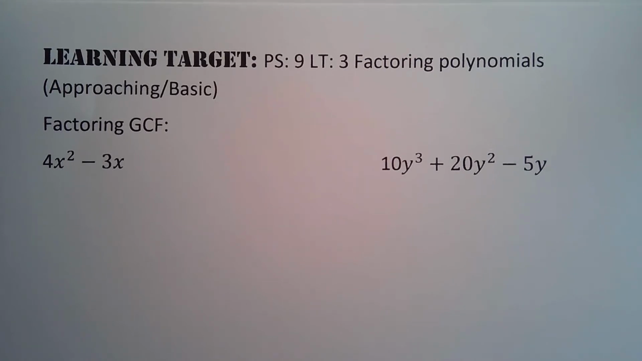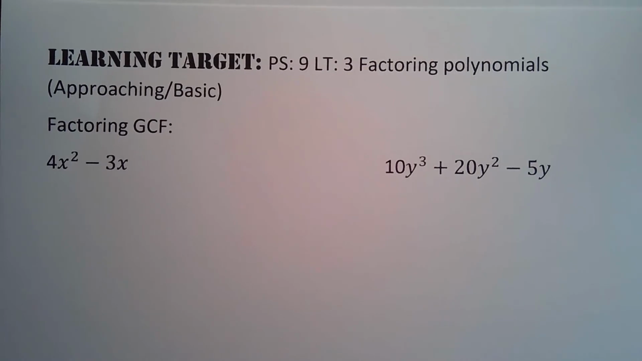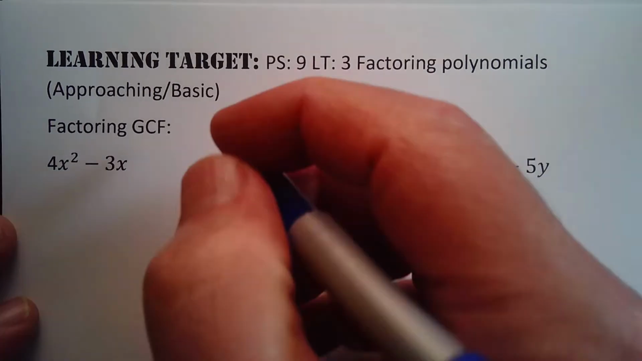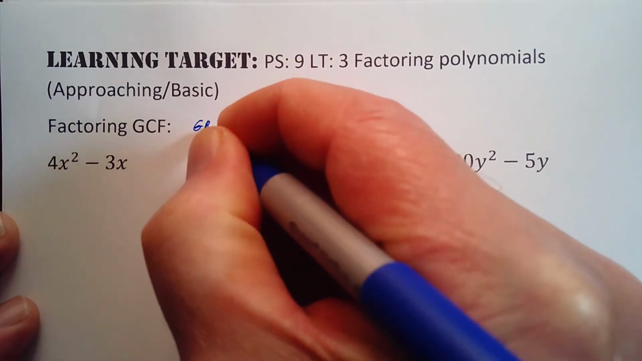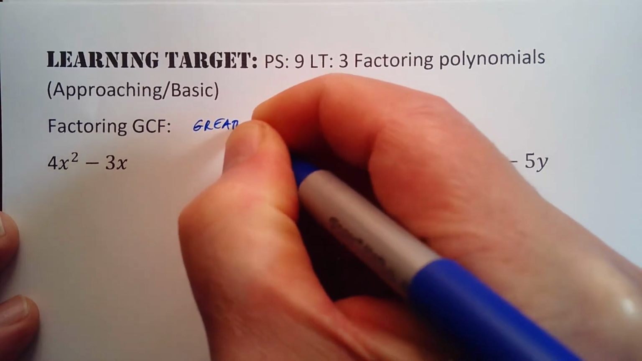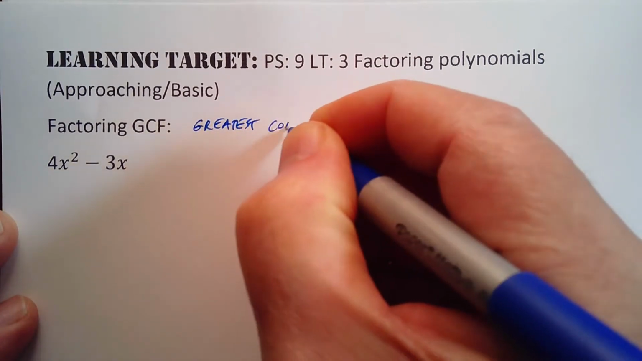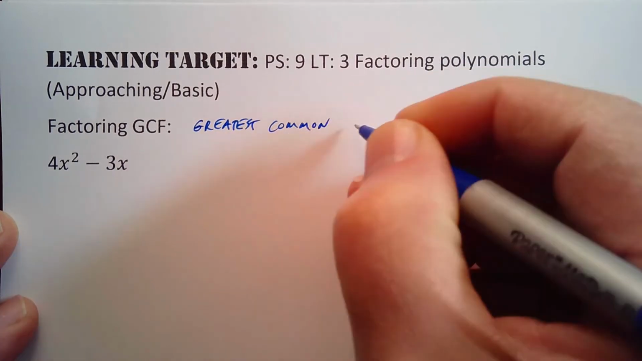It's one of the last things we're going to be learning this year called factoring polynomials. This is the beginning part of it, factoring out a GCF. Now just to remind you, that is greatest common factor.